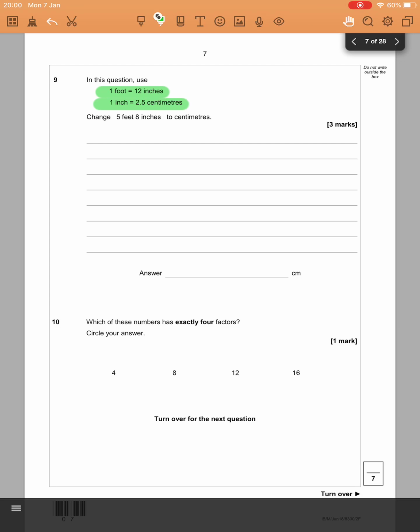Your first step is going to be to change 5 feet into centimetres. Sorry, not into inches first. So 5 feet into inches. Well, if 1 foot is 12 inches, we've got 5 feet, so you have to times it by 12, which will give you 60, which means that we've got 60 inches here, and another 8 inches means we've got 68 inches.